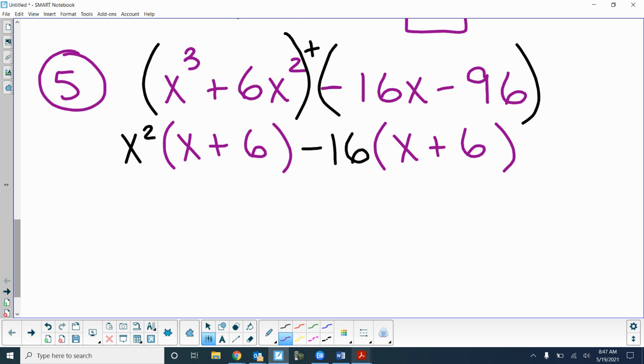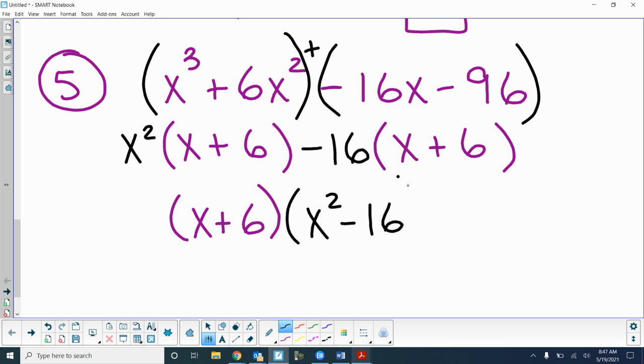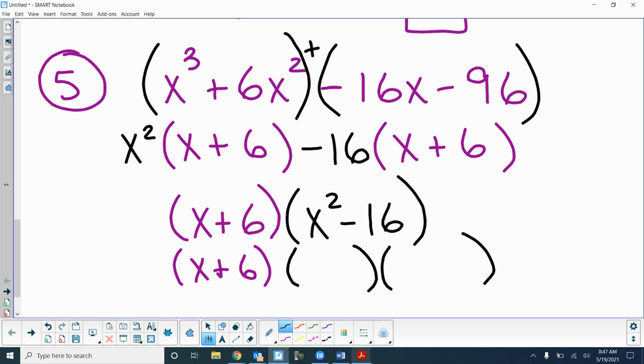So check your work. So my answer would be the purple as one factor and the black is the other factor. But the black's not finished. Why? Yeah, that's a difference of squares. So the purple won't change. The black one, we can factor into 2 binomials. And we're just taking square roots. Square root of x squared. Square root of 16. One's plus, one's minus.